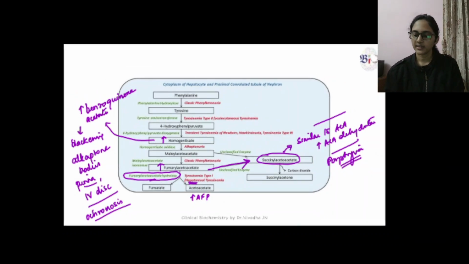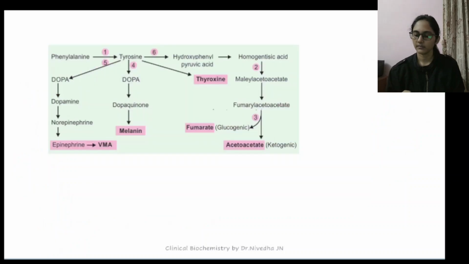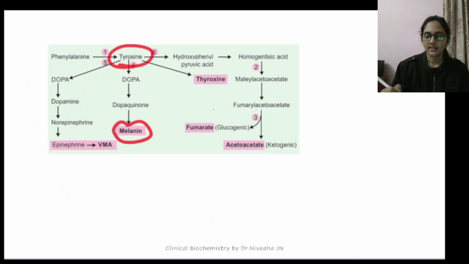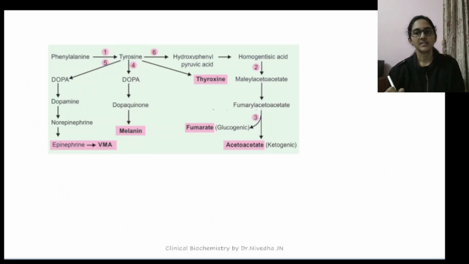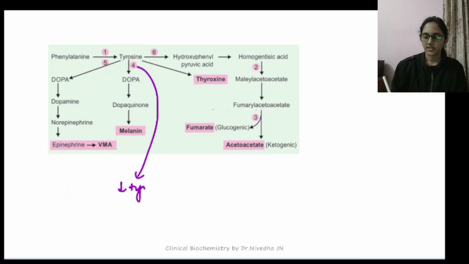And also you have another disorder. What is albinism due to? Yes, what is albinism due to? Tyrosine to melanin. So what is another product of tyrosine? It is melanin. So when this enzyme, tyrosinase, is defective, it leads to albinism. When there is deficiency of tyrosinase, yes, very good, it leads to albinism, right?